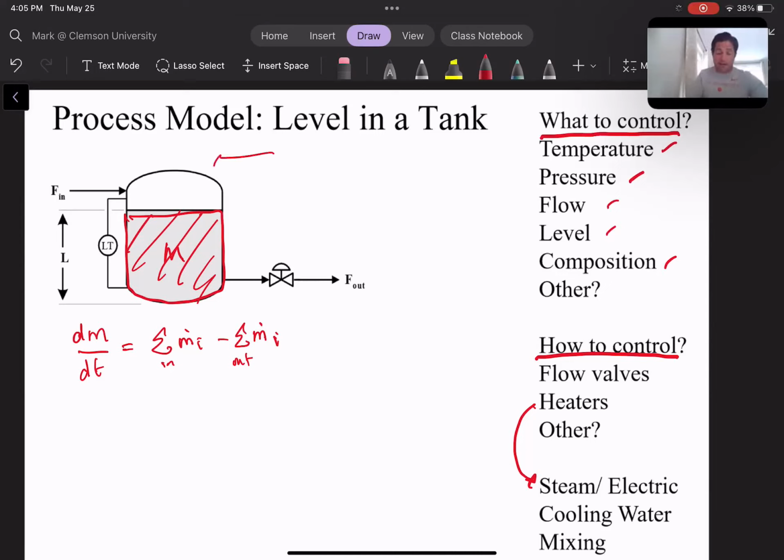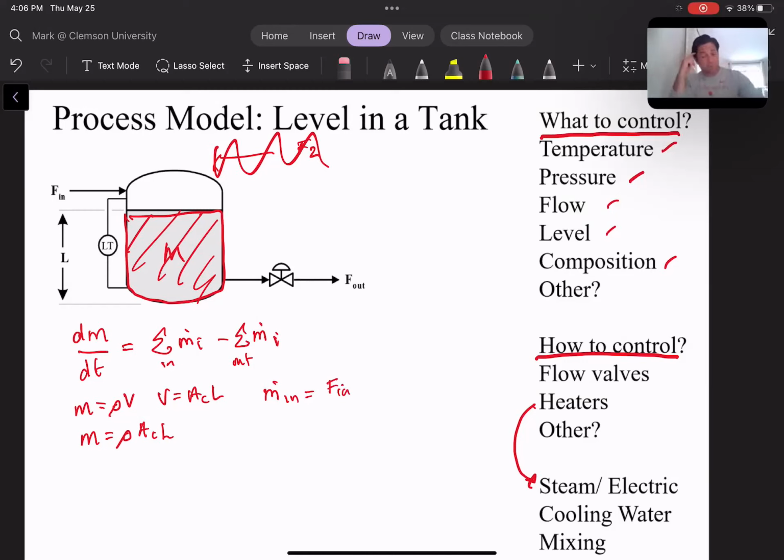Okay, so I could have other streams in, F2, etc., and we could treat those as well. I'm not going to do that right now, but you could do it and it doesn't necessarily change the balance. But now I need to put this in terms of measurables. I know that the mass equals rho times V, and V equals A_c times L. So my mass for the system is going to be rho A_c times L. And so my m_in equals F_in. I'm assuming that this is a mass flow rate. Because I'm controlling the volumetric flow and not the mass flow, I need to convert this in terms of volumetric flow rates.